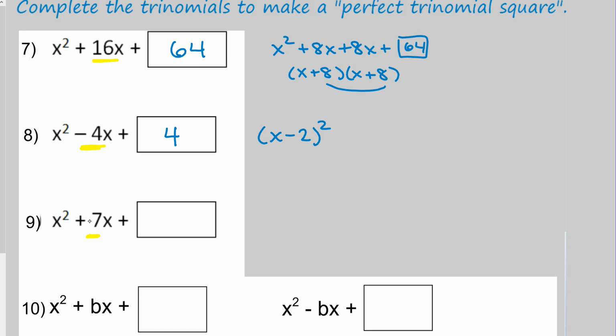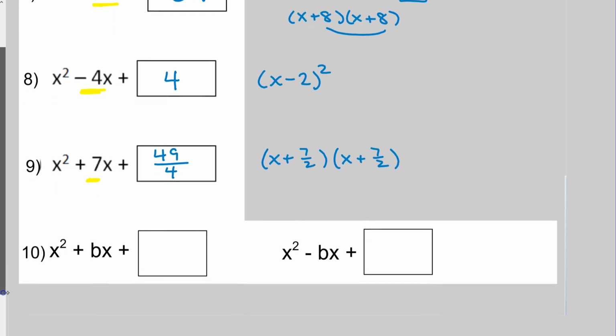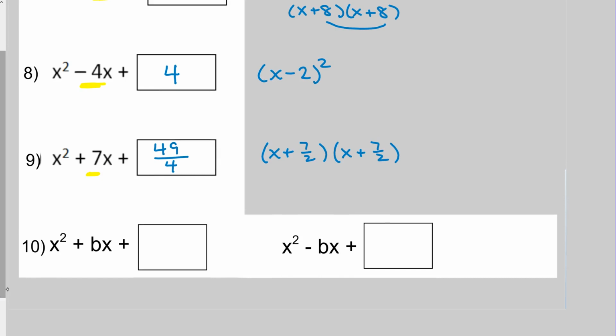Now, what if you have an odd number there? Instead of an even number, you can still take half of it, but I would caution you not to use a decimal, use a fraction. Half of that number is 7 halves, so we're looking at x plus 7 halves times x plus 7 halves. 7 halves times itself is 49 fourths. It's a lot easier to work with squaring numbers and square rooting numbers if you're leaving them as fractions, and in particular improper fractions. So let's not do 3.5 here.